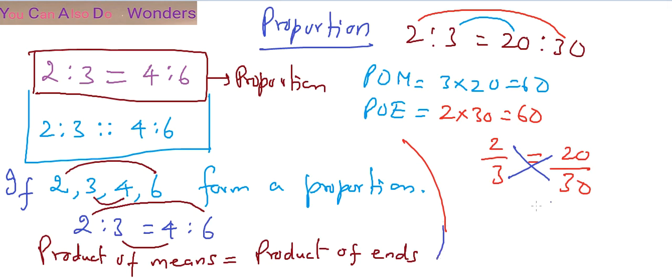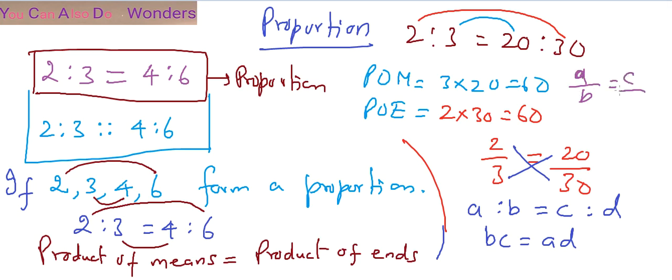So in general, A is to B equal to C is to D. That means BC equal to AD or AD equal to BC. Product of means equal to product of ends. That means BC equal to AD, or A by B equal to C by D. So A into D equal to B into C.